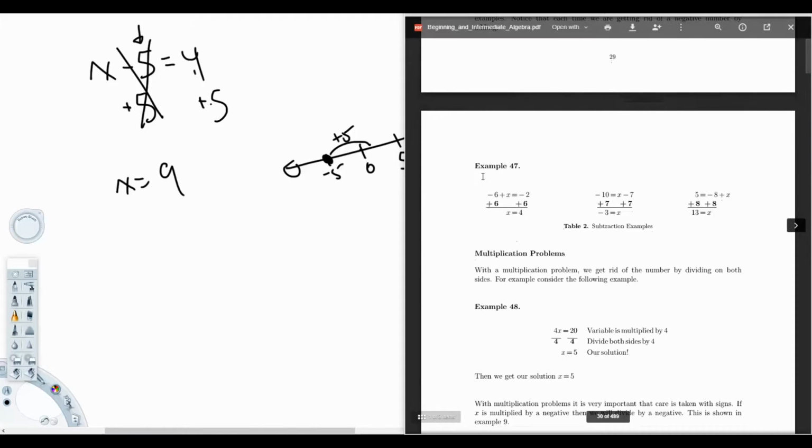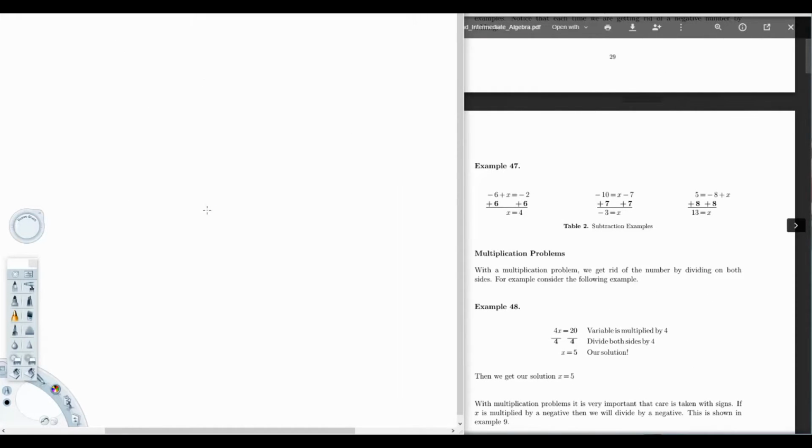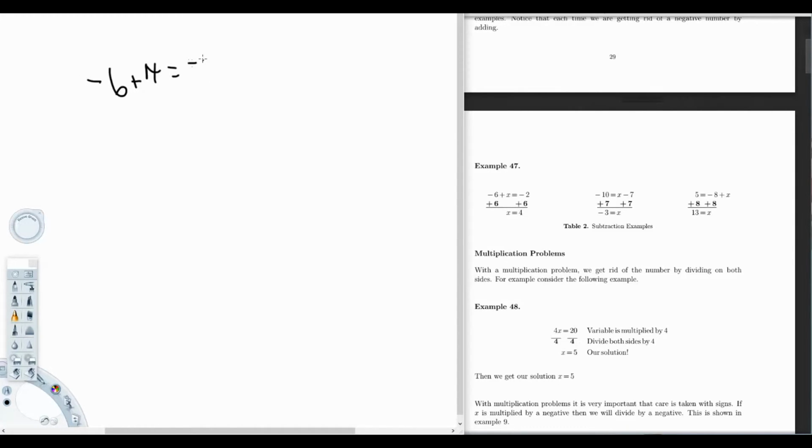Number 47, example 47. Let's get this done. Let's go through all the examples, and that way we know what's going on. Minus 6 plus x equals minus 2. So we have a negative here. Once again, we have the negative. So what I do when I want to get rid of a negative, I add the positive.